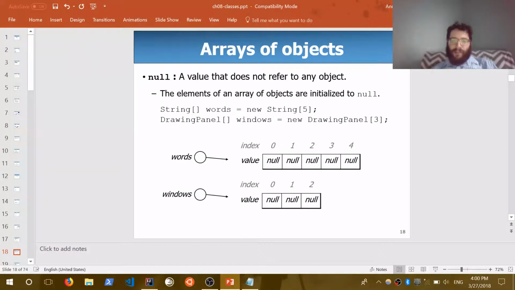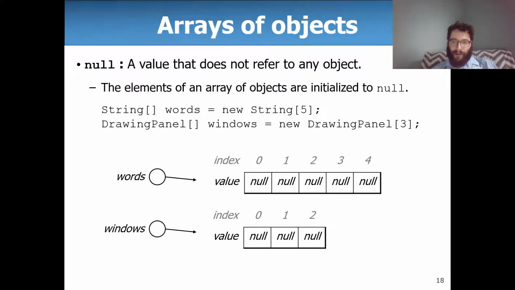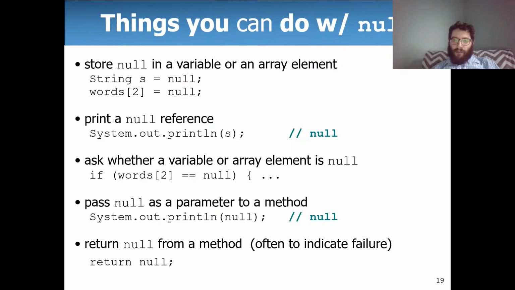So let's go into that. We've got this thing called a null value. If you create an array of objects and try to print it out using System.out.println Arrays.toString, you're going to have an array of nulls. So what is a null? Well, we can put a null into any variable that holds an object or any array element. So like here you've got a string set to null or a string inside of an array set to null.